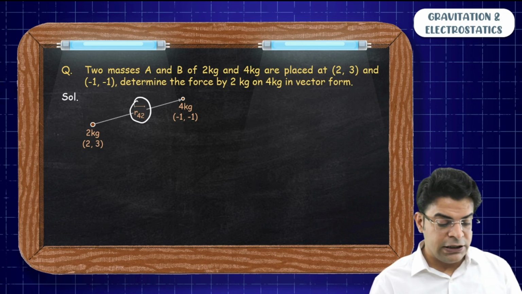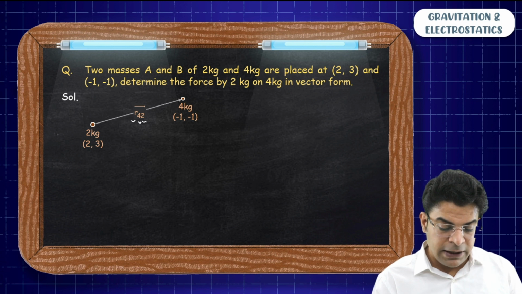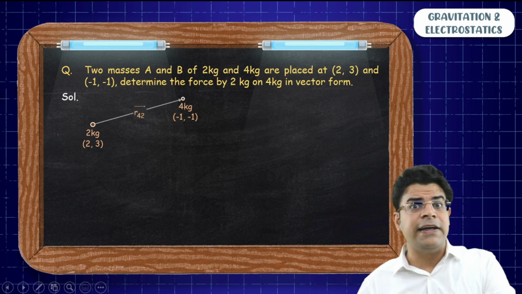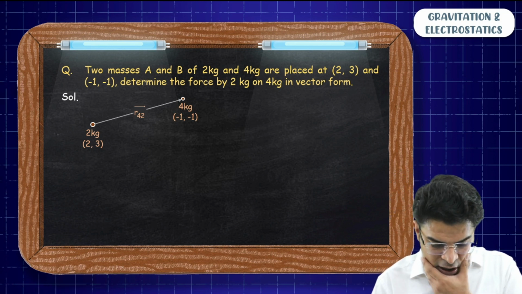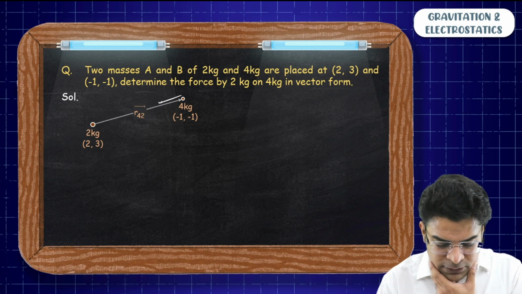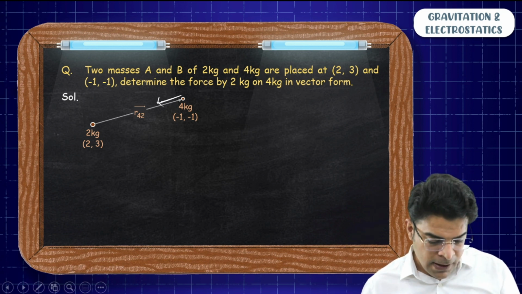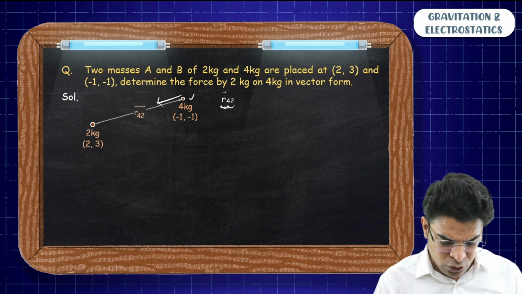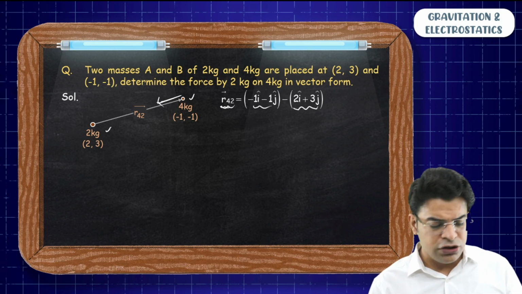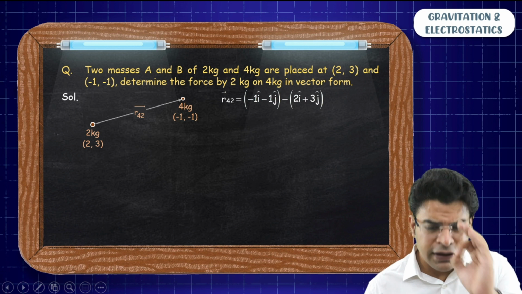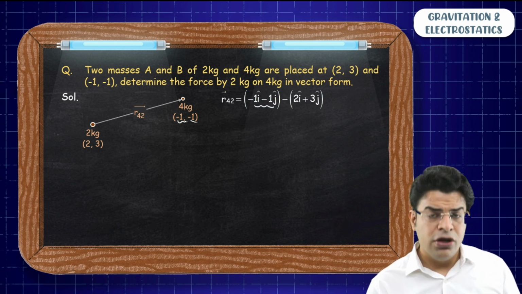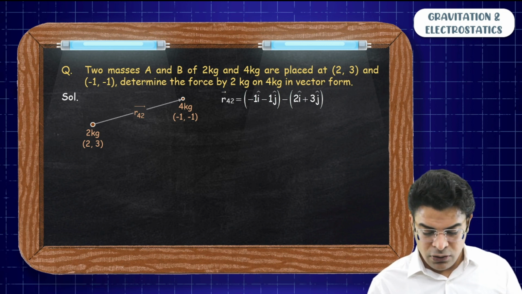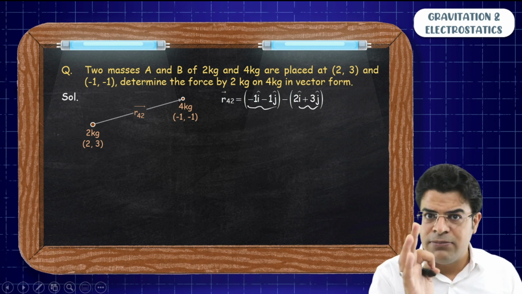This vector represents the position of the 4 kg mass with respect to the 2 kg mass. What is the mission? The mission is to find the force on the 4 kg mass because of the 2 kg mass. That force will be towards the 2 kg mass. What will be the magnitude of this force? The position of 4 with respect to 2 equals position of 4 minus position of 2. Position of the 4 kg mass is minus i cap minus j cap. Position of the 2 kg mass is 2 i cap plus 3 j cap. So this whole subtraction gives you the position of the 4 kg mass with respect to the 2 kg mass.